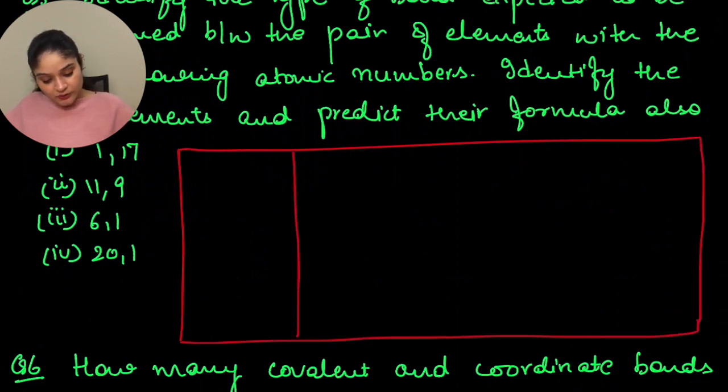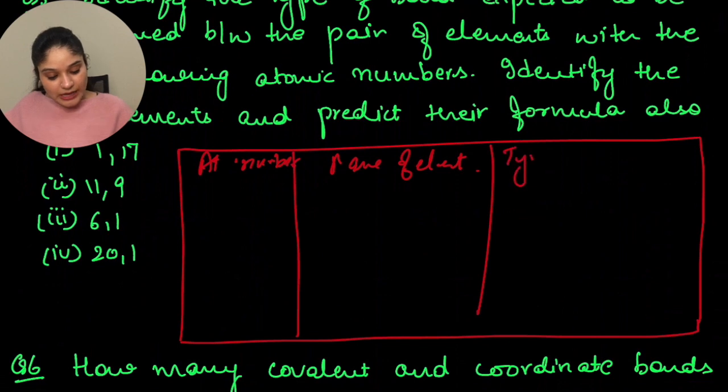So the first thing is you have to mention the atomic number here. Then you have to give the name of the element. Then you have to give in the type of bond and then the formula.